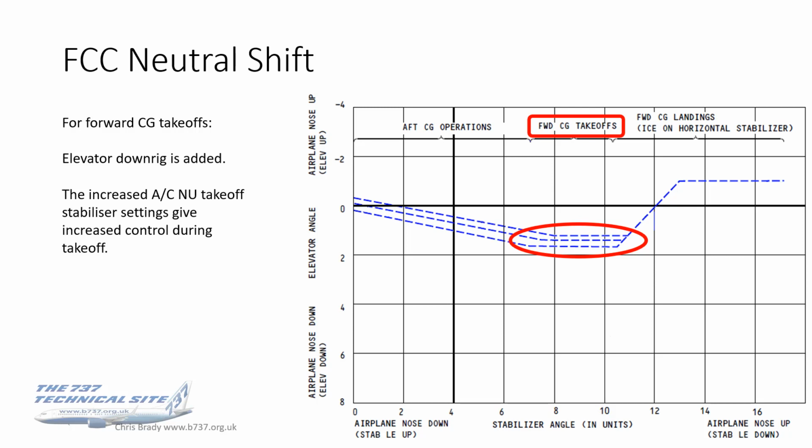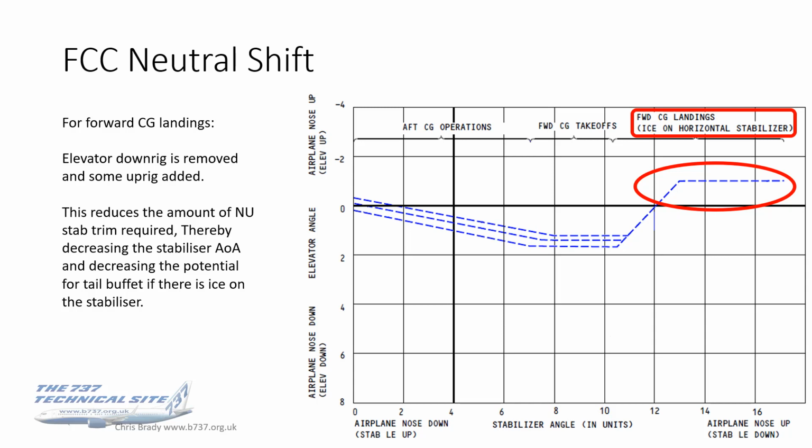Okay, and the last part, and this is really cute. This is for forward CG landings. And what Boeing have actually done here is that they have removed the elevator downrig, and in fact they've gone further than that. They've actually added some uprig. So they've completely reversed what happens at all other times of flight. And why they've done this is to reduce the amount of nose-up stab trim required.